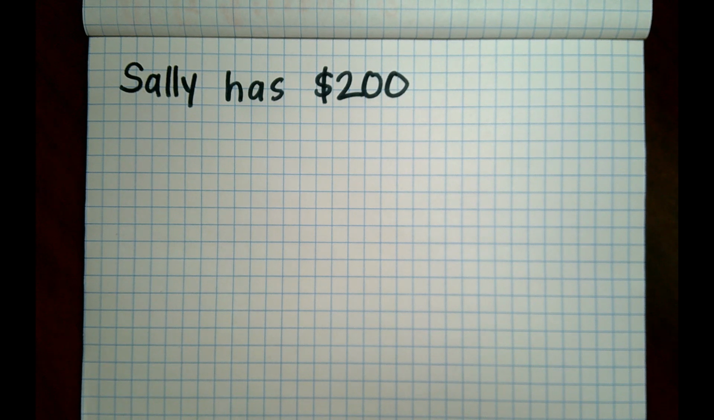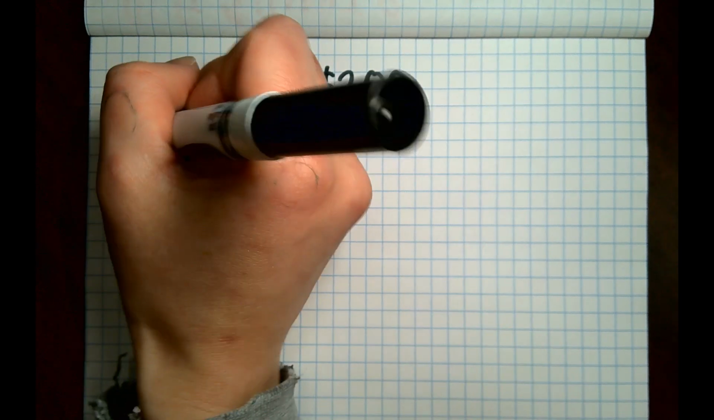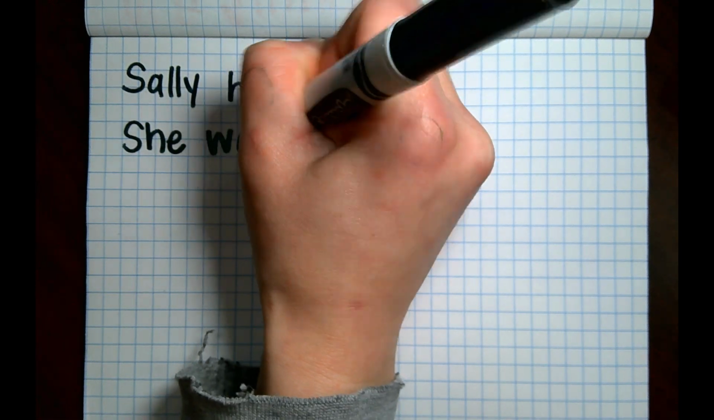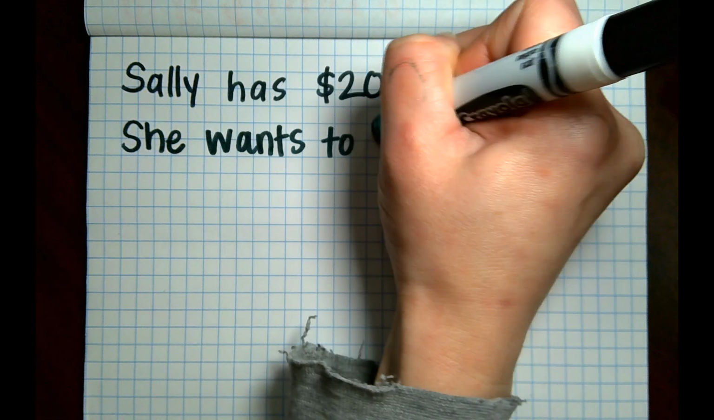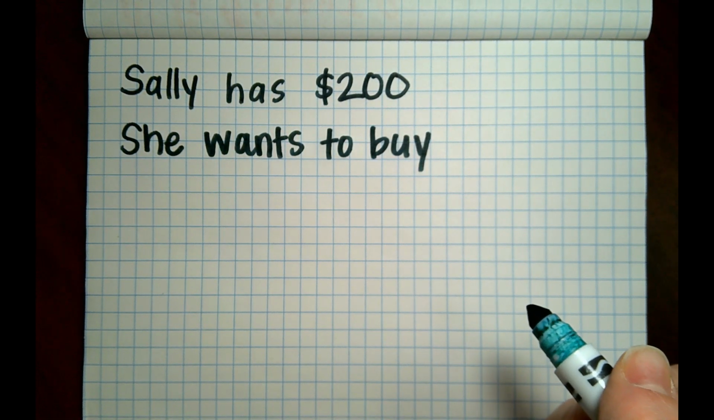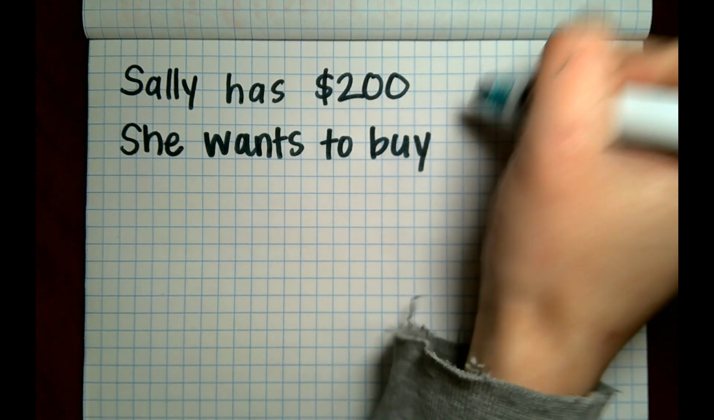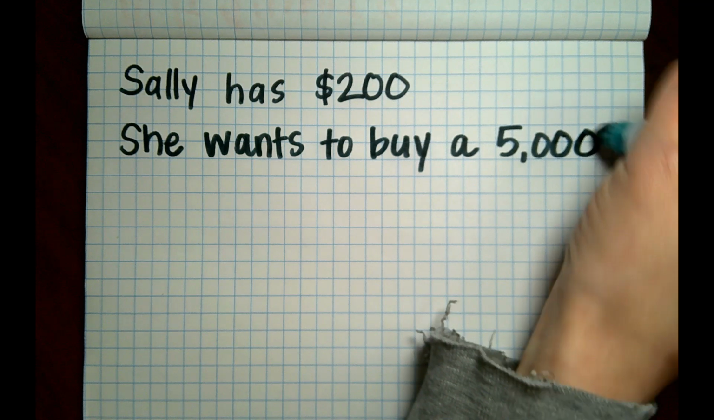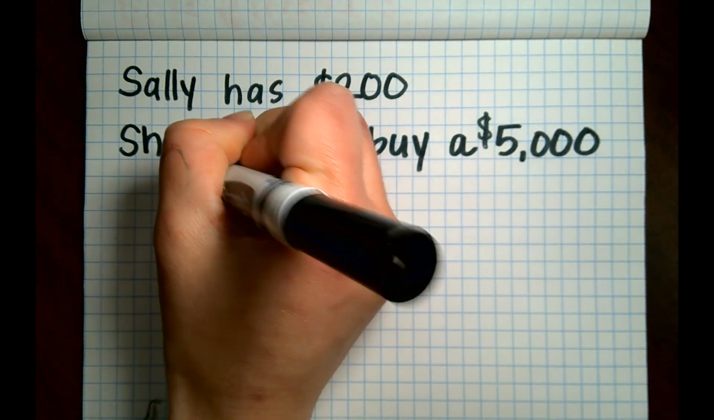This purse, let's say it costs... Look at the time. It's a lot of money. Let's say she wants to buy a purse, and let's say this purse costs $5,000. Wow. It's not a Vera Bradley. Yeah. Look at her.